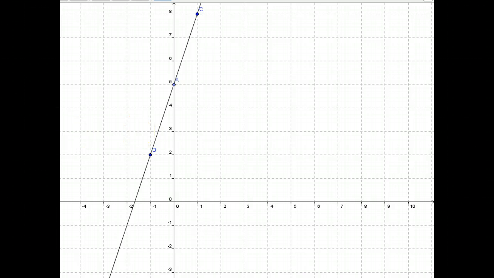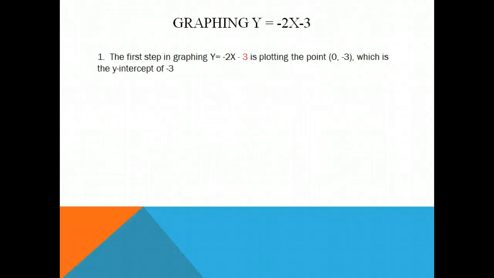Now let's check and maybe do a negative slope. Okay, this linear equation has a negative slope because our coefficient is negative. So let's graph this one. Start with the b, which is a negative 3. So we go 0, negative 3 is on our y-axis.